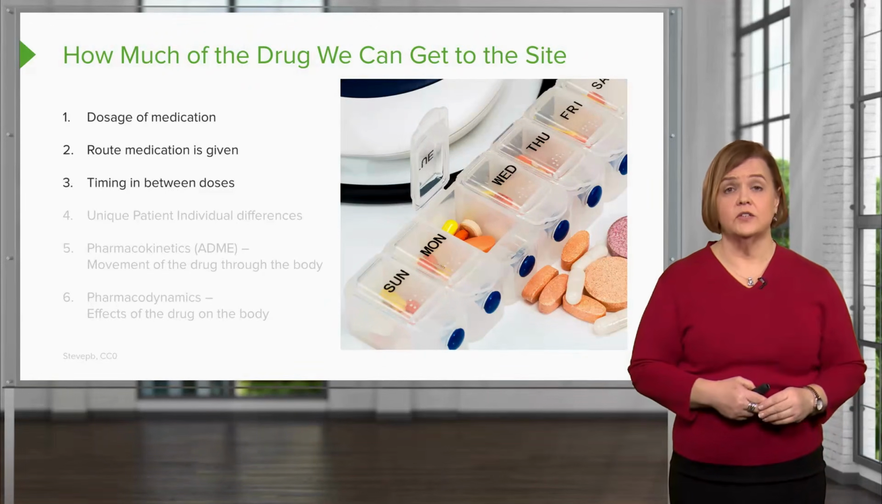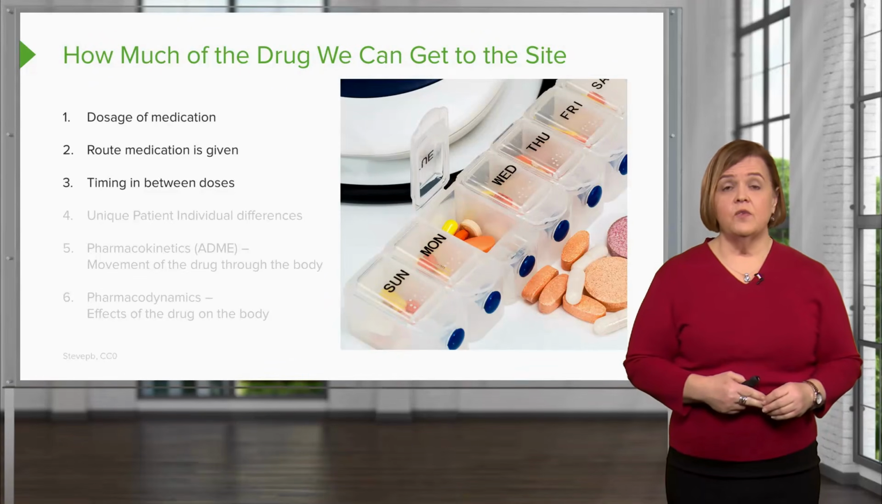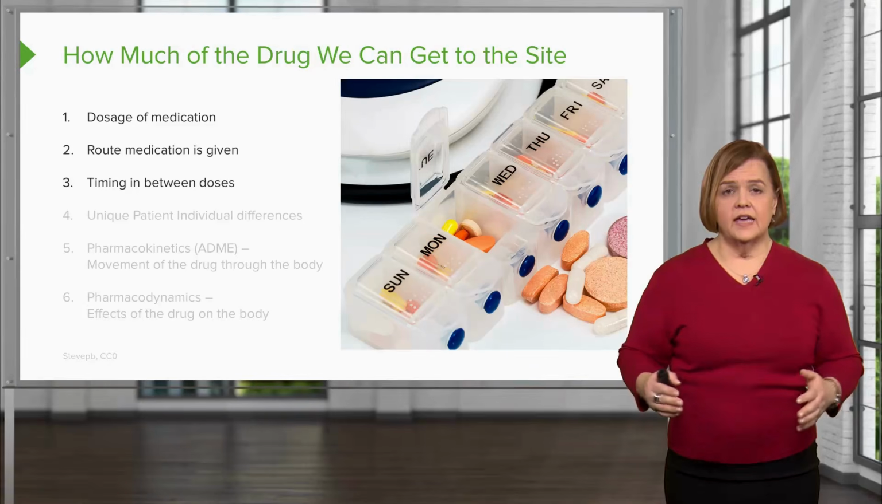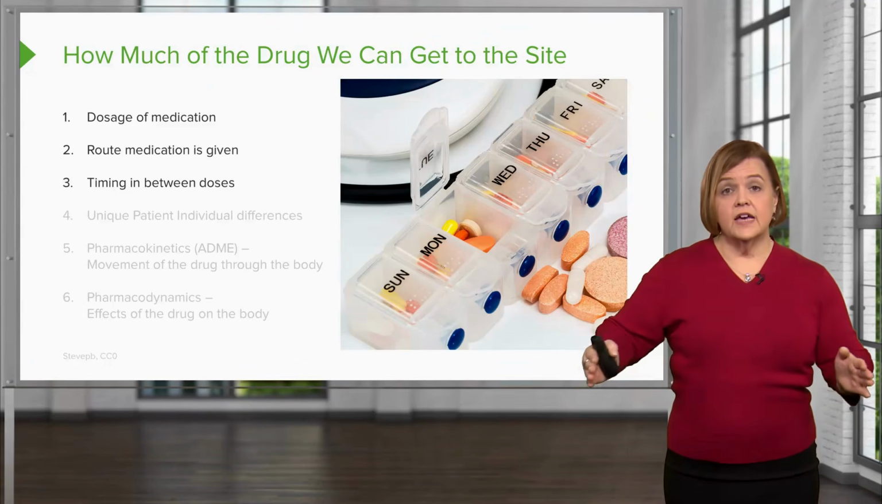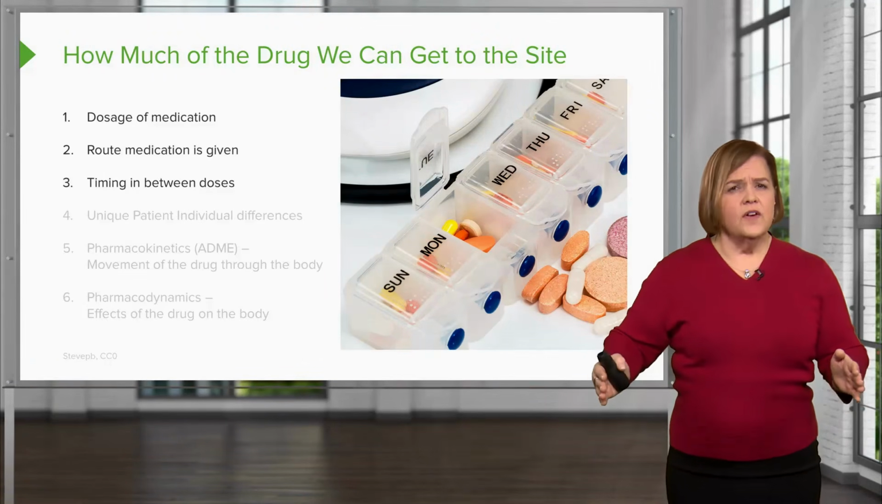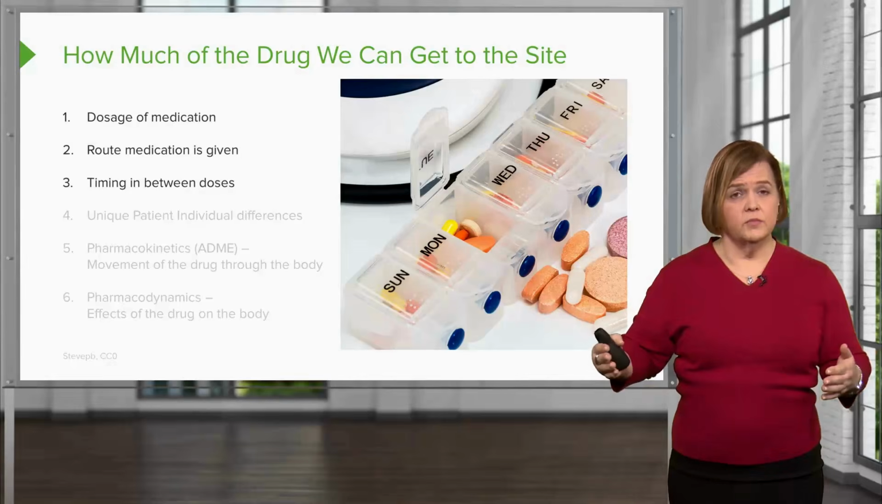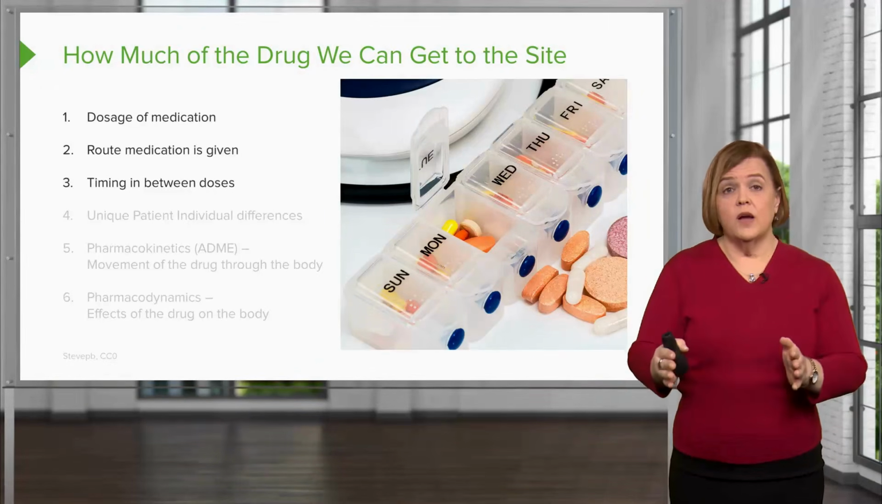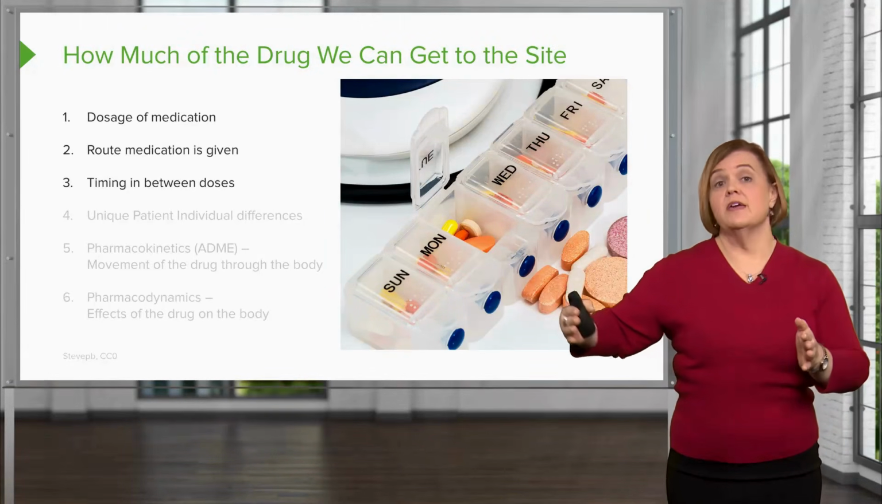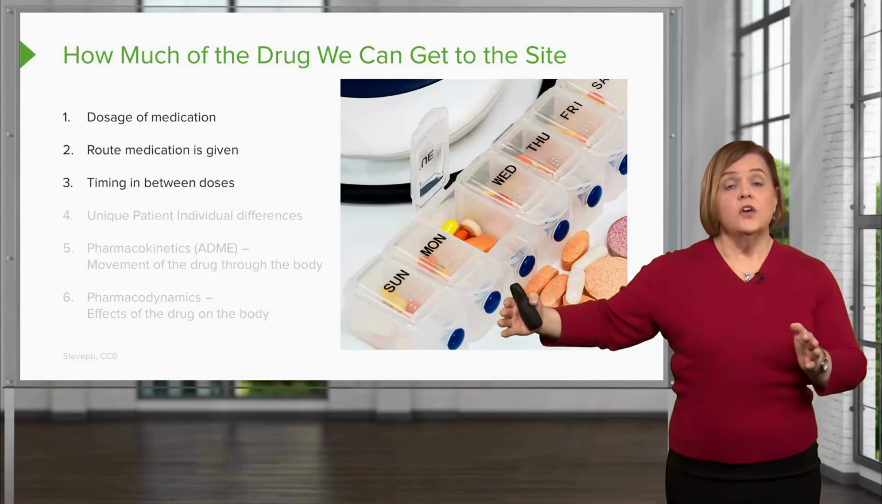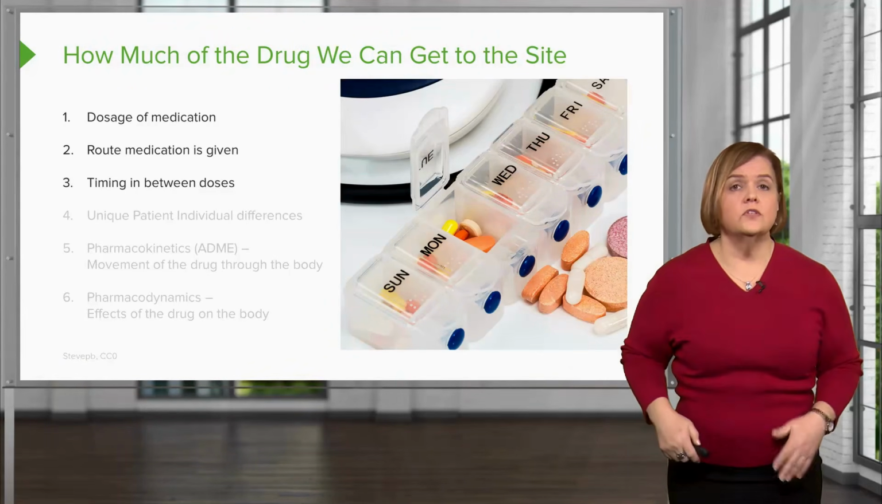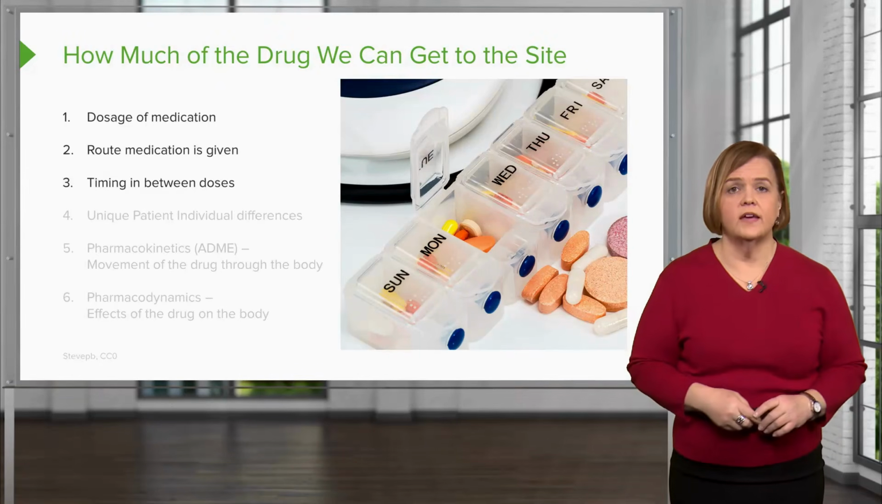The timing between doses matters. If I want less drug to get to the site, I just increase the amount of time in between doses. So if I have a patient that's showing us signs of toxicity or that they've got too much of the drug on board, instead of giving it every 4 hours, I'll give it every 6 hours or maybe even every 8 hours. So changing the timing in between doses will affect how much of the drug gets to the site.